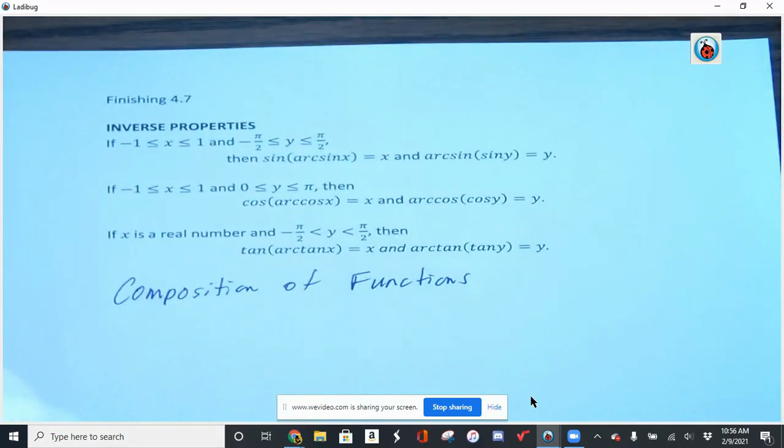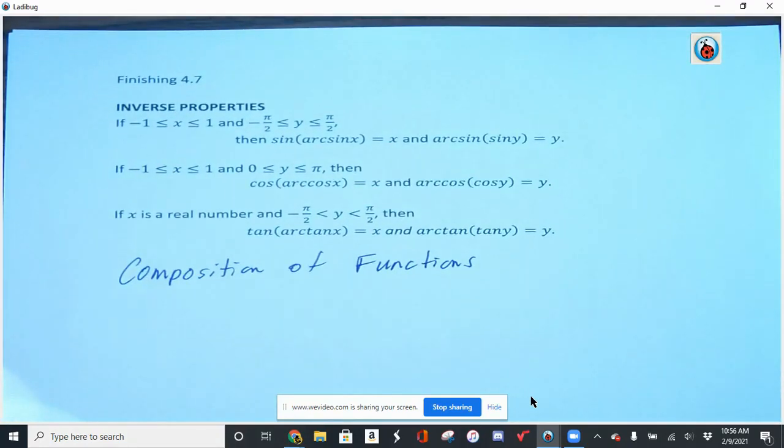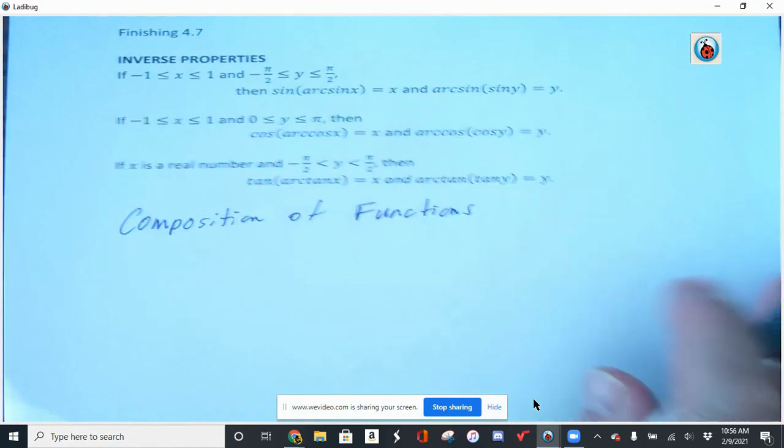This video is going to be on section 4.7, just finishing up section 4.7, doing examples 5, 6, and 7. One of the things that is really important here is what you see on the screen, the inverse properties. We'll talk about this as we're going along. Okay, so let's go ahead and start off with example 5.